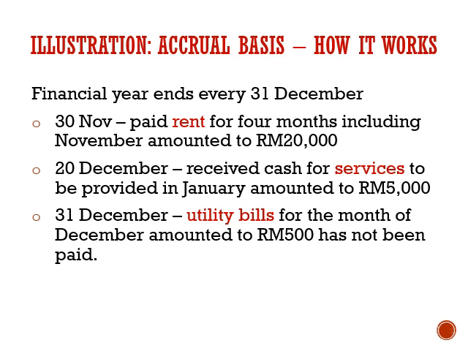Let's say the financial year end of this entity is every 31st December. On 30th of November, the entity paid rent for 4 months, including November, amounting to 20,000. On 20th of December, it received cash for services to be provided in January, amounting to 5,000. On 31st December, it received utility bills for the month of December, amounting to 500, and it has not been paid yet. So we have prepaid expenses, prepaid revenue, as well as accrued expenses. Can you identify the amount that shall be recognized in the current financial year and the amount that shall be recognized in the subsequent financial year?